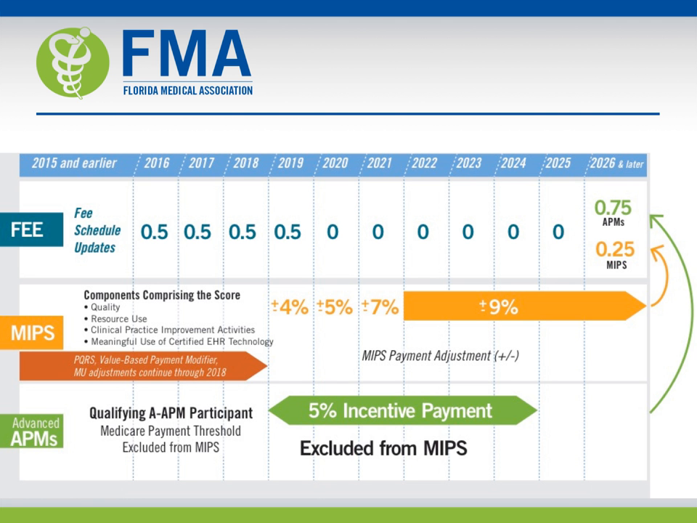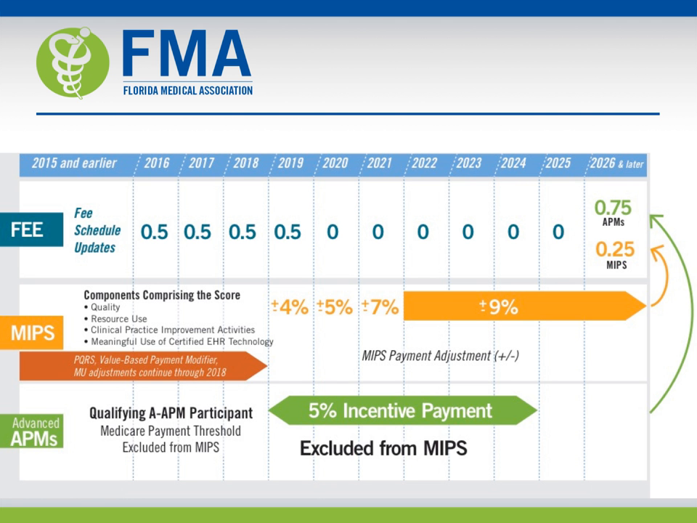These are, again, updates to the Medicare physician fee schedule conversion factor. You can then see that from 2020 through 2025, the conversion factor will be frozen, which is to say that there will be a net zero increase in each of those years. And then in 2026 and later, physicians that are participating in advanced alternative payment models will receive a 0.75% update. And physicians that are still in the fee-for-service-based merit-based incentive payment system, MIPS, will receive a 0.25% payment update.